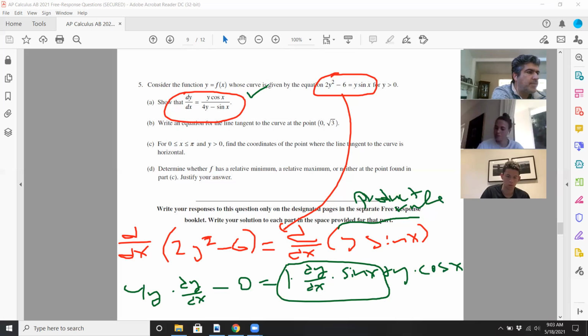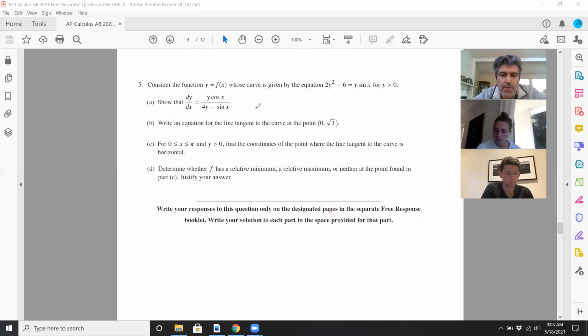So hopefully that makes sense. Any questions about that one? Nope. Part B should be pretty straightforward also. Equation of lines are this. Okay. Write the equation for the tangent line to the curve at that point.